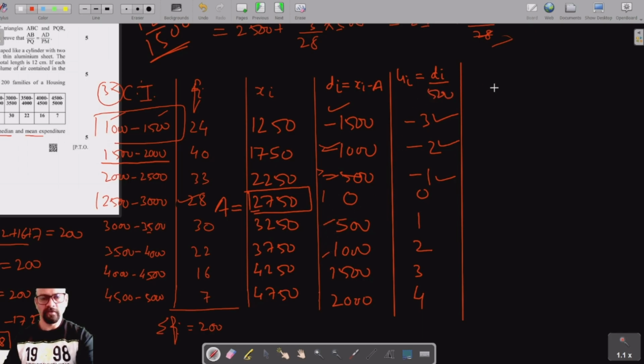Now let's find out fi into ui, the last column. So this is fi into ui.